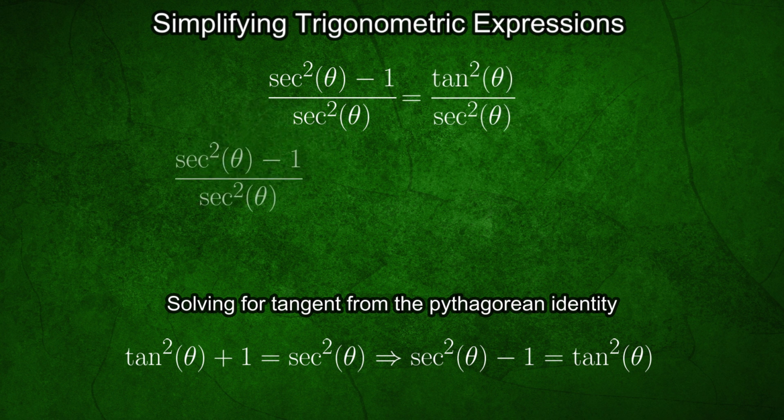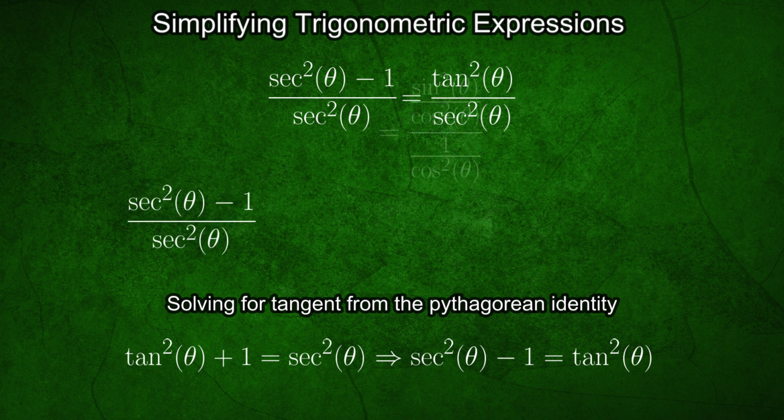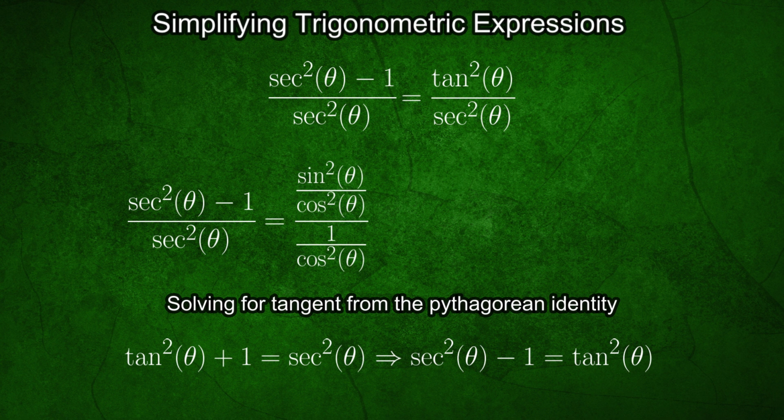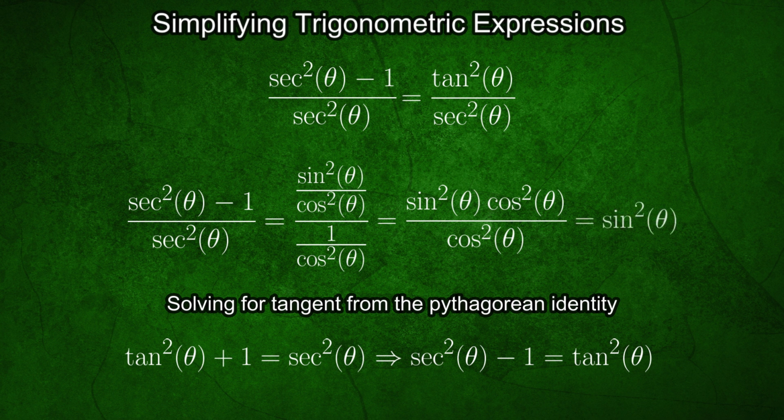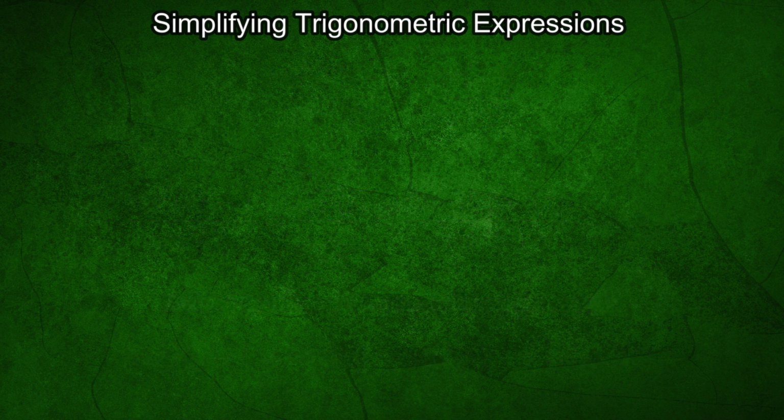Now, tangent squared of theta is equal to sine squared of theta divided by cosine squared of theta, and secant squared of theta is equal to 1 over cosine squared of theta. Thus, this can be rewritten as sine squared of theta over cosine squared of theta, divided by 1 over cosine squared of theta. And if we simplify this expression, we get that the original expression is equal to sine squared of theta. Let us do a final simplification.